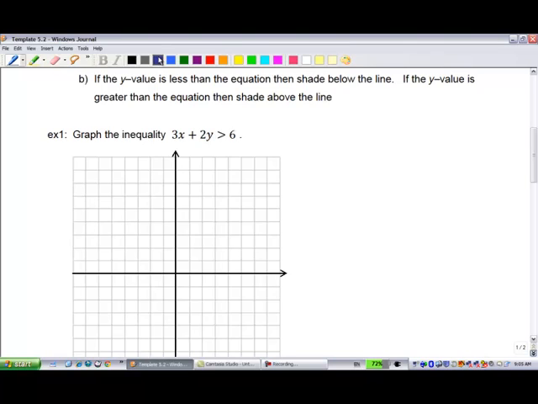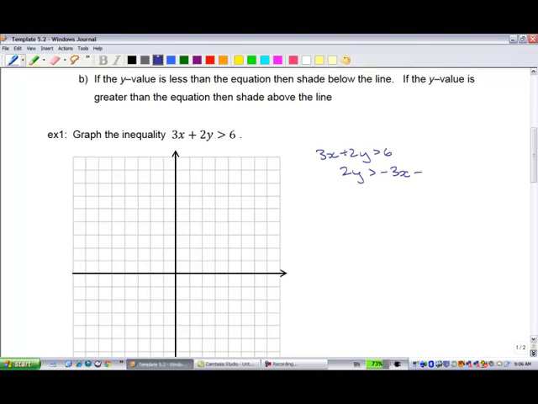So what do I want to do? Let's start with our equation: 3x plus 2y is greater than 6. Let's put this into slope y-intercept form. Now remember, the only real big stipulation we have when we're solving linear inequalities, or inequalities in general, is that when you multiply or divide by a negative number, we need to flip the sign.